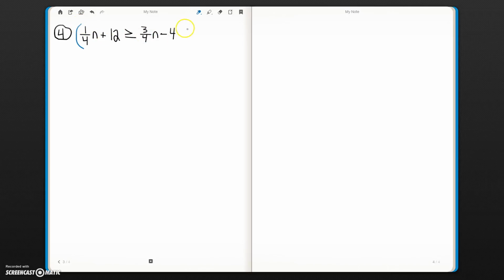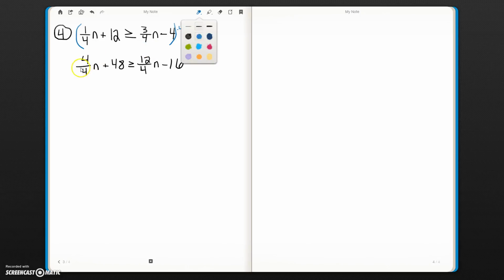So first thing I would do to get rid of these fractions, if you notice that all the denominators are 4, this means that you can multiply the entire equation by 4 and it will clear out the fractions for you. Okay, so if you multiply everything by 4, you're going to end up with 4 over 4n plus 12 times 4, which is 48, greater than or equal to 3 times 4 is 12 over 4, n minus 4 times 4, which is 16.